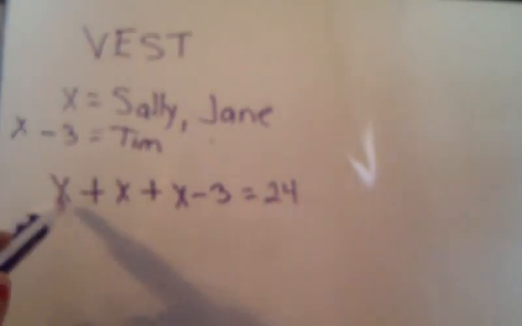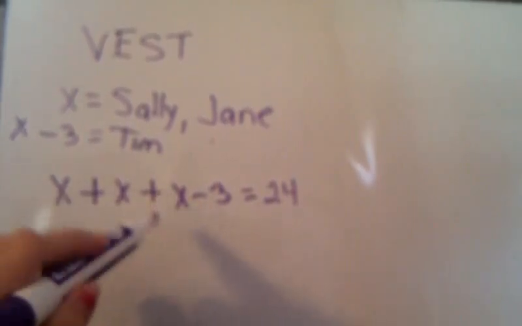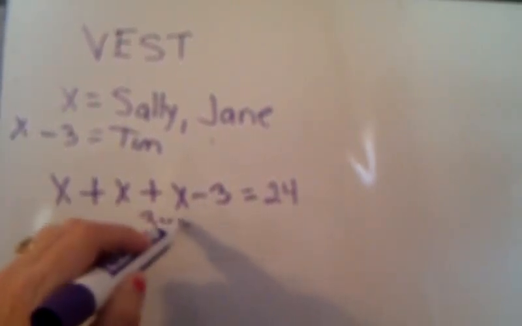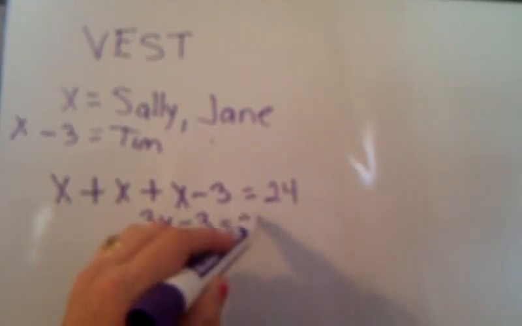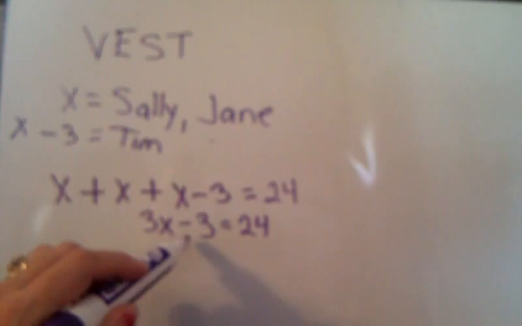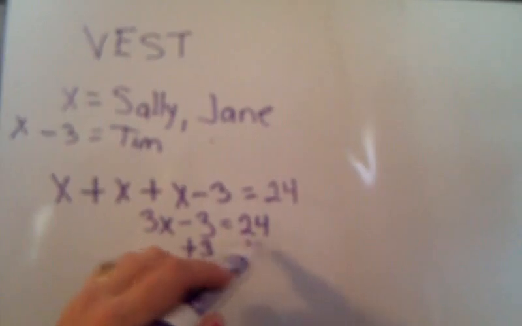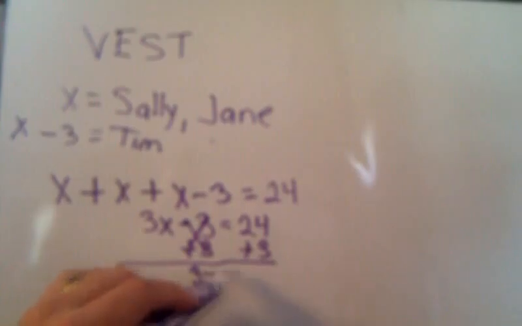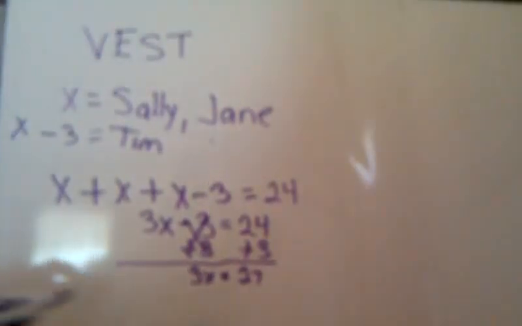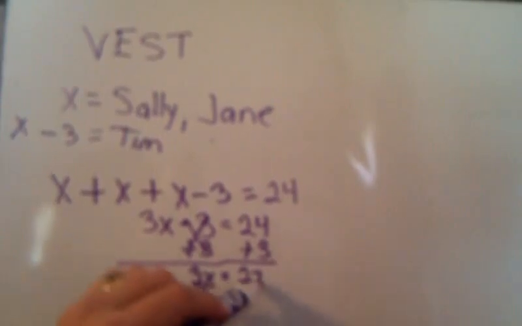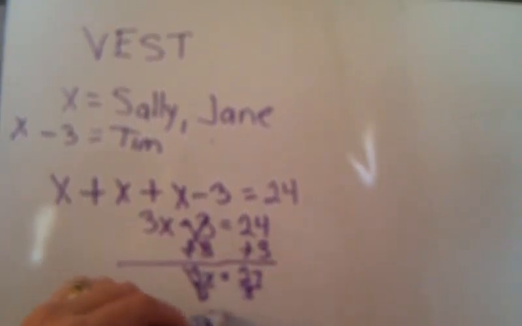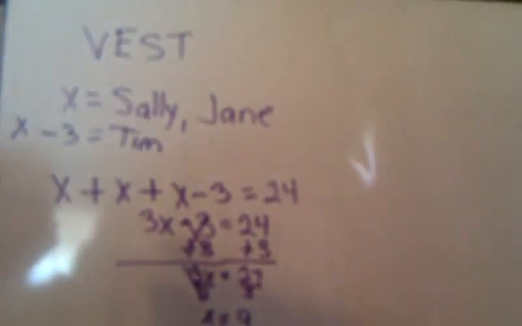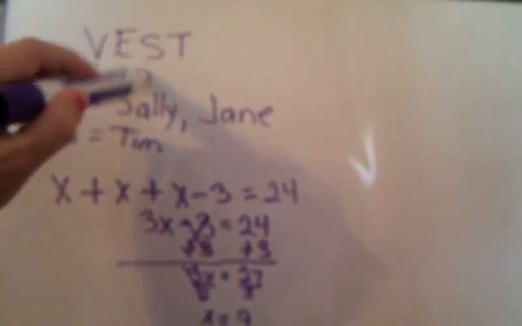Okay, now that I have my equation, I can solve it. X, X, X. So 1, 2, 3x minus 3 equals 24. Next in the order of operations is to add and subtract. So these are going to cancel out. I have 3x equals 27. Divide by 3. X equals 9.